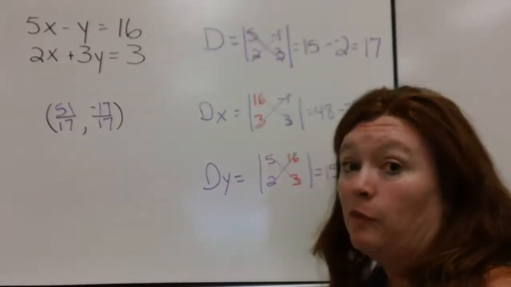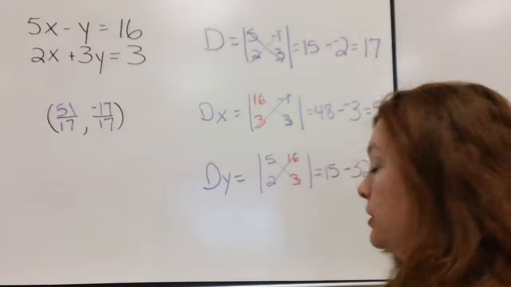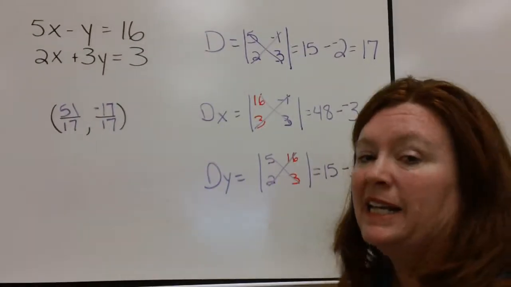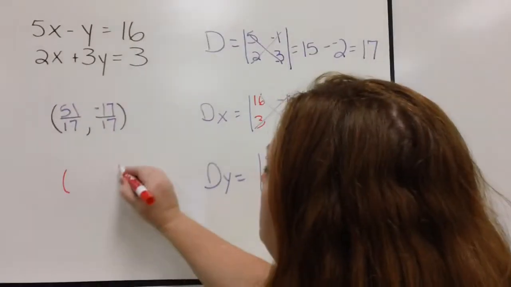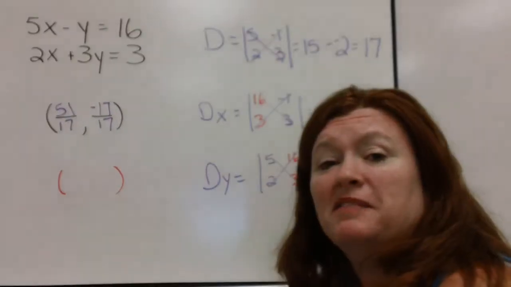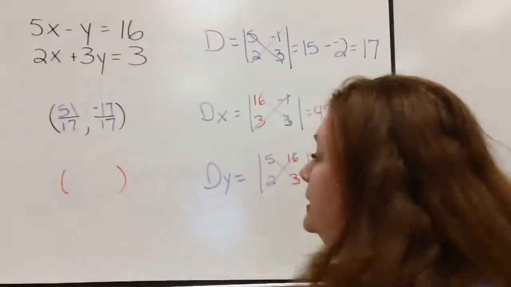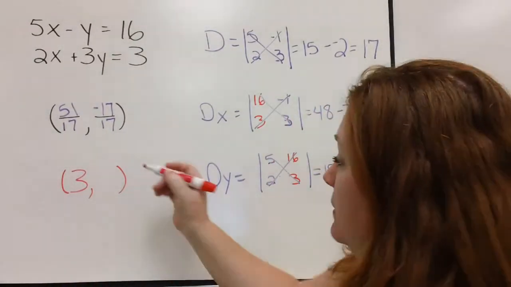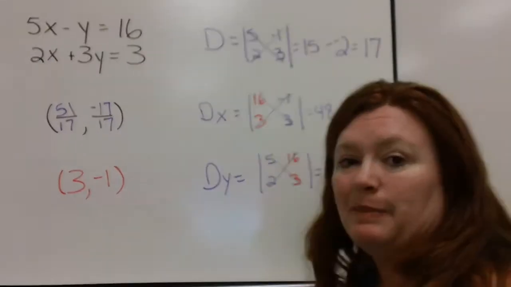So again, I have very strange fractions. However, I can simplify them in writing my final answer. Just so happens that 51 divided by 17 is 3. So I have a 3 here. Negative 17 divided by 17 is negative 1, and that's my final answer.